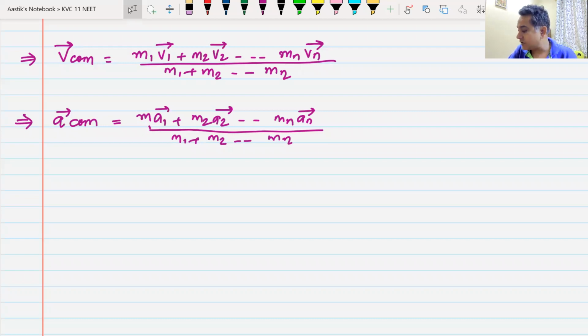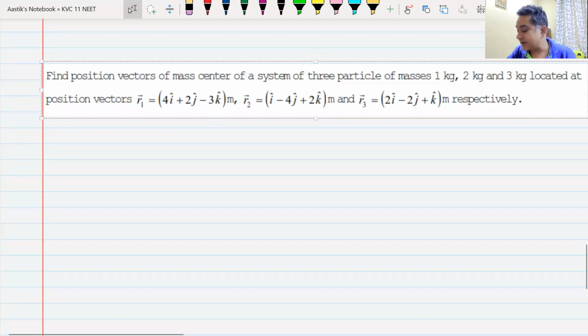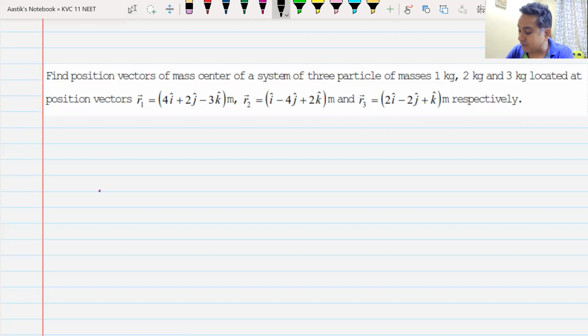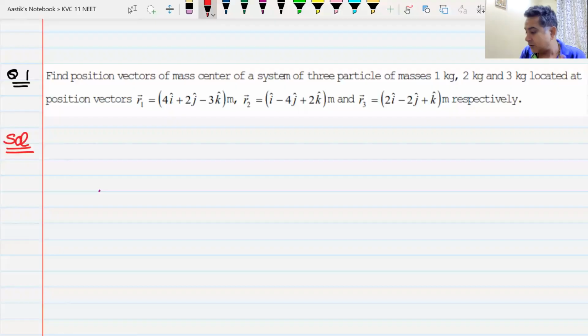This is a simple question that I have got for you. The question is like this. You have to find the position vector of the center of mass of a system of three particles, 1 kg, 2 kg and 3 kg. The position vectors are given to you. You have to tell me the position vector of the center of mass of that system. You will have 2 minutes. You know the formula. You have 2 minutes to get me the answer.